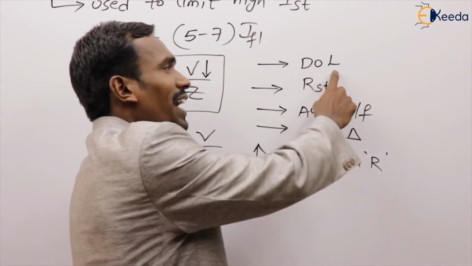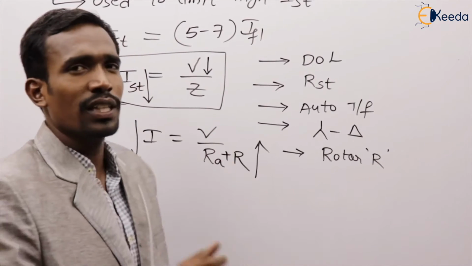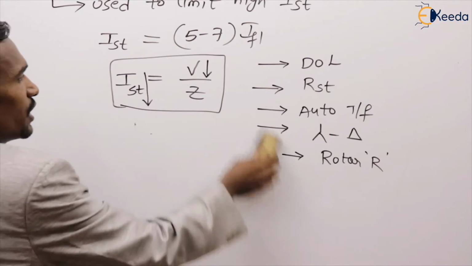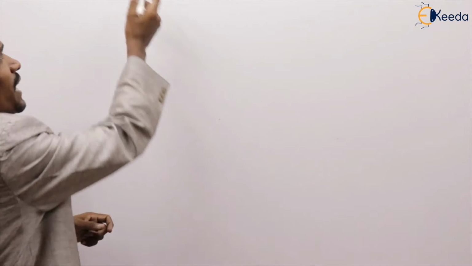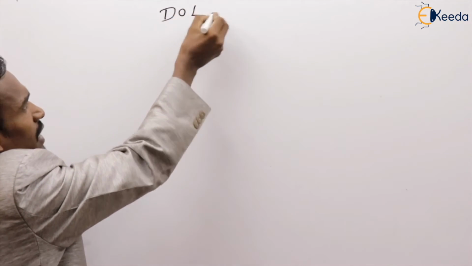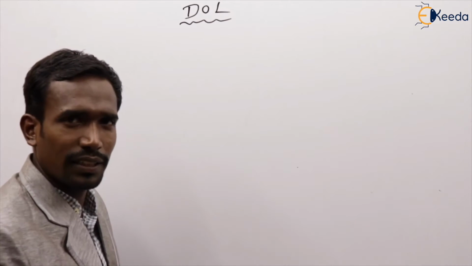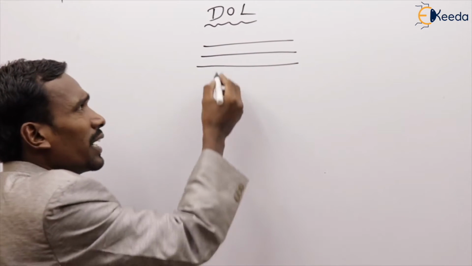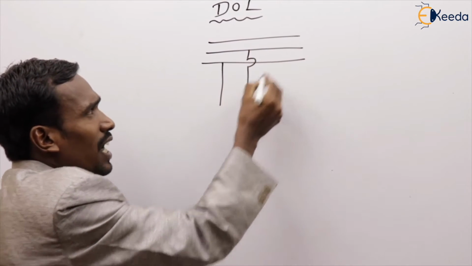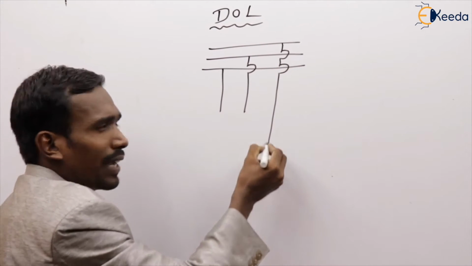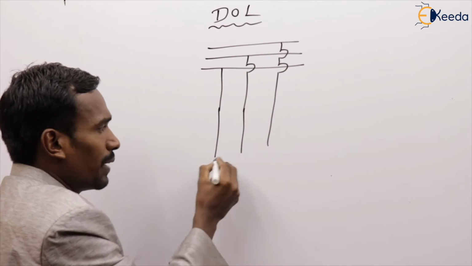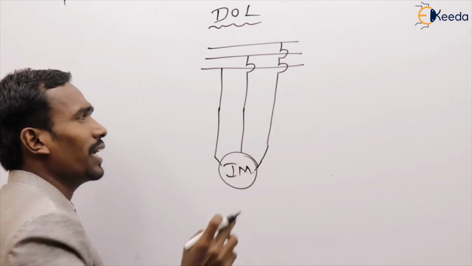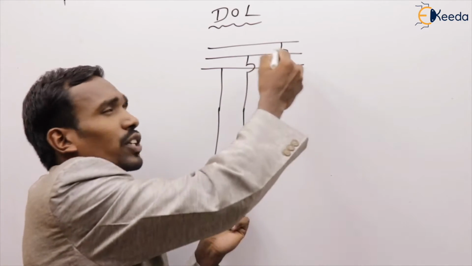The first one, direct online starting, the DOL starting method. Here we are not using any starter. The induction motor is directly connected to the supply mains. There is no starter; it is directly connected to the mains.